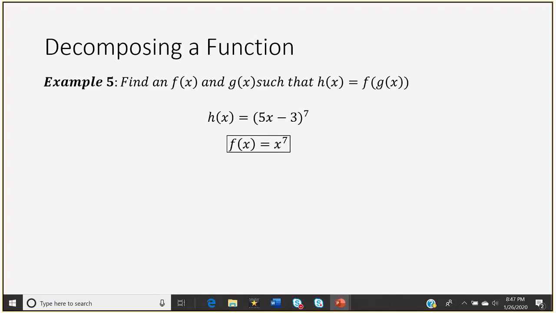And now we think about the small picture. Okay, well, I talked big picture. What was happening is the big thing was getting taken to the 7th power. Well, what's happening in the small scope? What is being taken to the 7th power? It's x minus 3. That's my g. If we want to check it, take g of x, plug it into f of x, lo and behold, we get that result above.